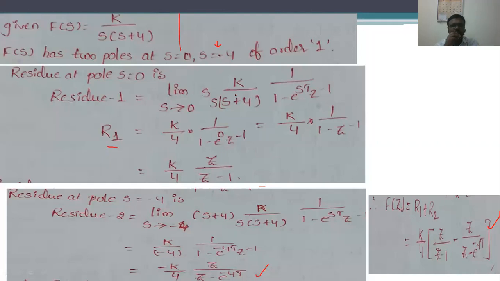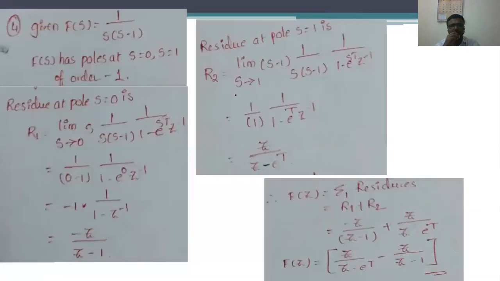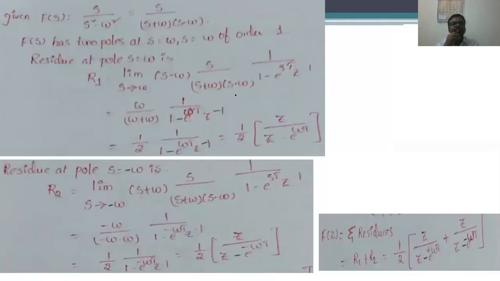Okay, so in the same fashion, we are going to solve the next problem, that is f of s is equal to s divided by s square minus omega square. So that particular equation can be written as s divided by s plus omega into s minus omega. Okay. So while observing this particular equation, we are going to get two different poles, that is s is equal to omega and s is equal to minus omega.